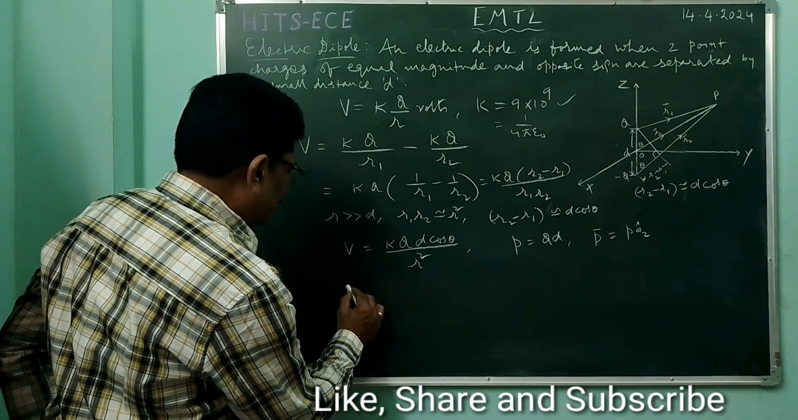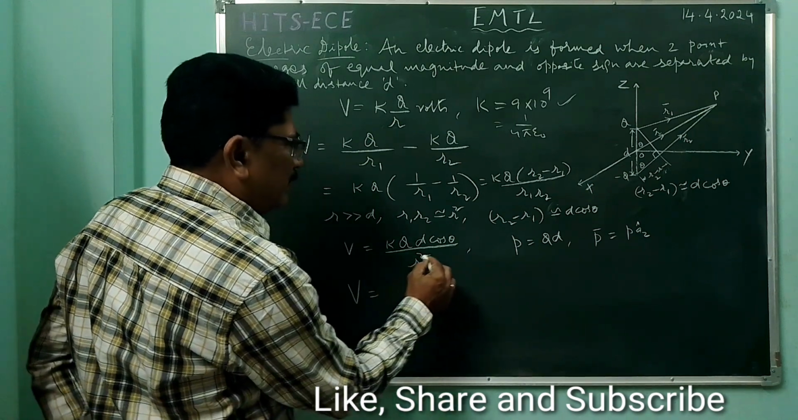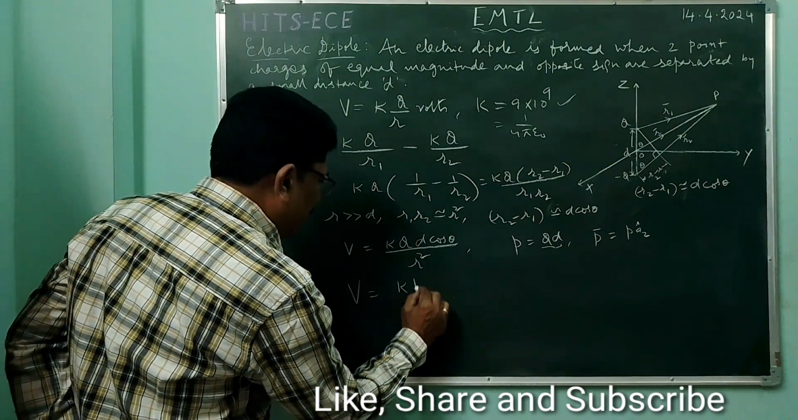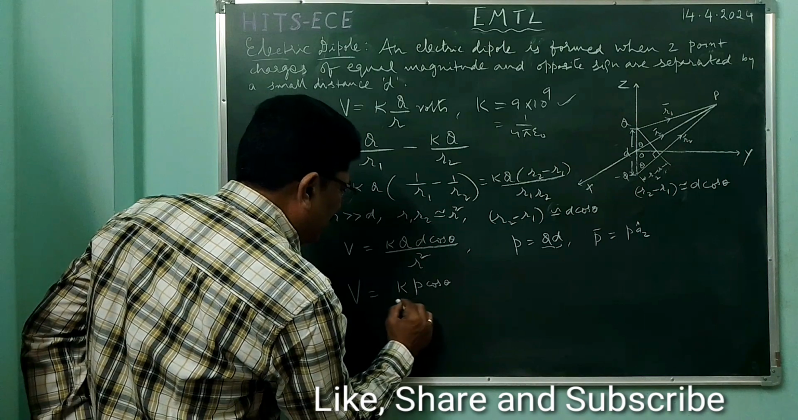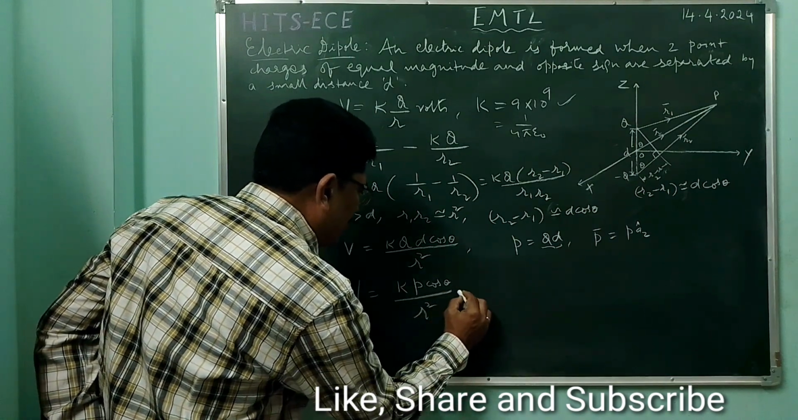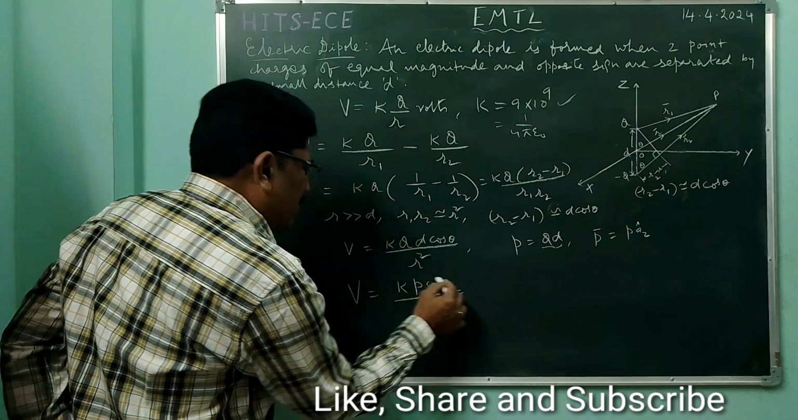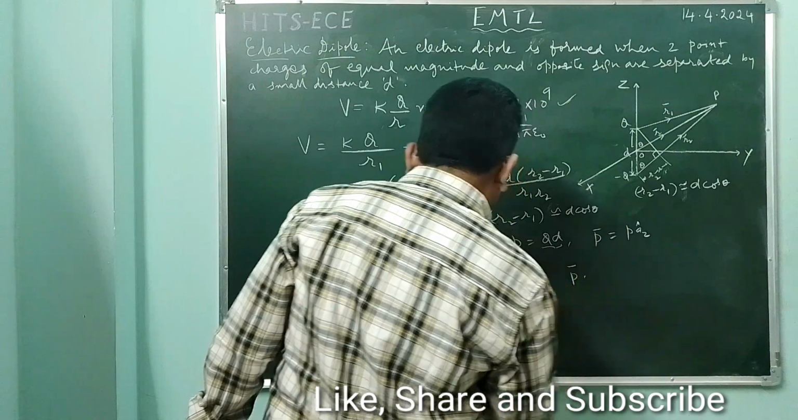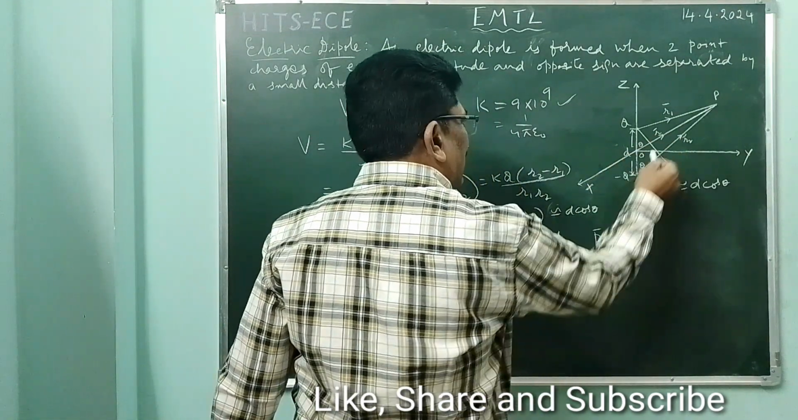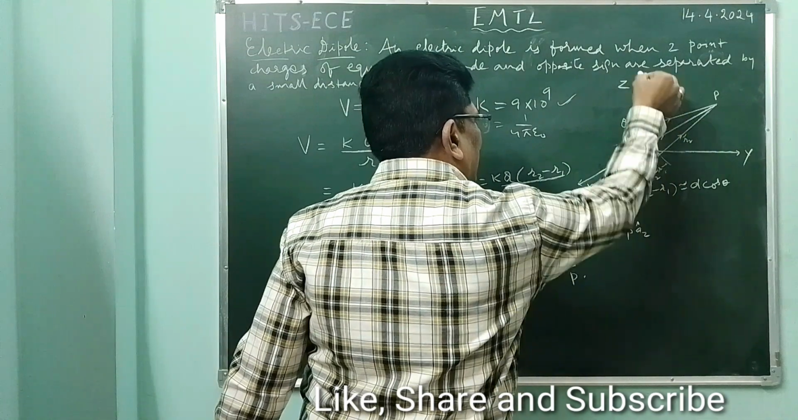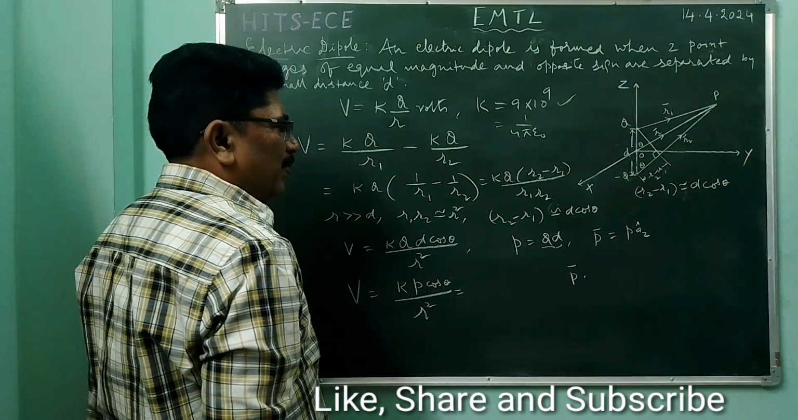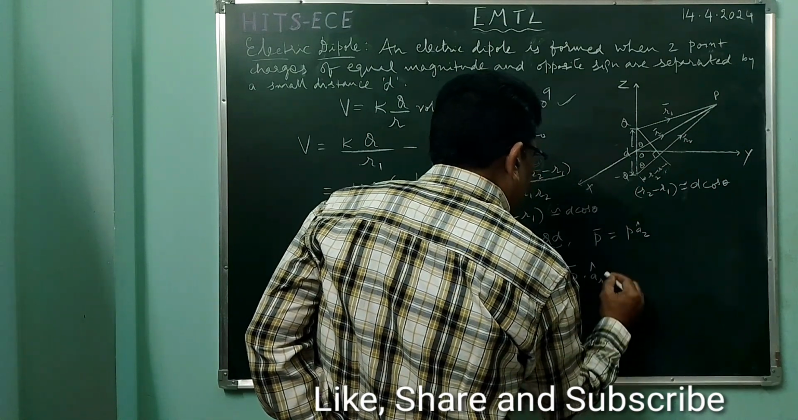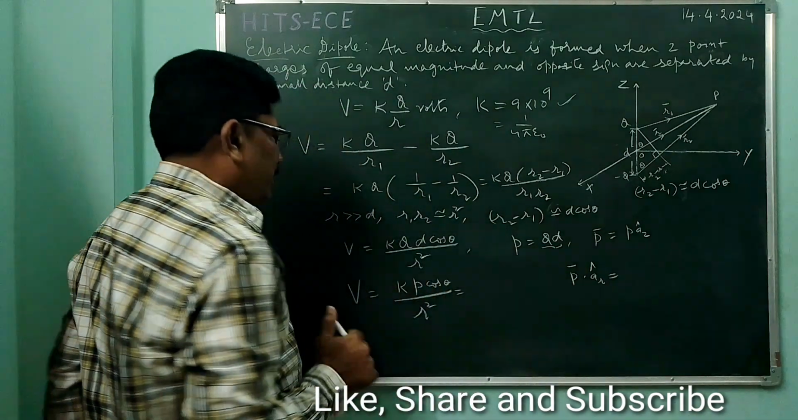So V is equal to K into, Q into d is nothing but p, K into p cos theta by R square. That p cos theta is nothing but the dot product of p and ar cap, where theta is the angle between this position vector R and the dipole moment. The dot product of these two will give p cos theta.